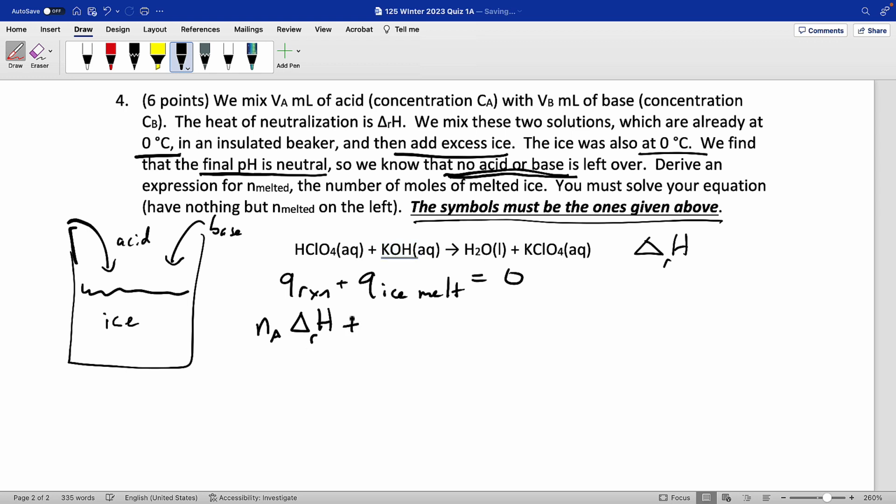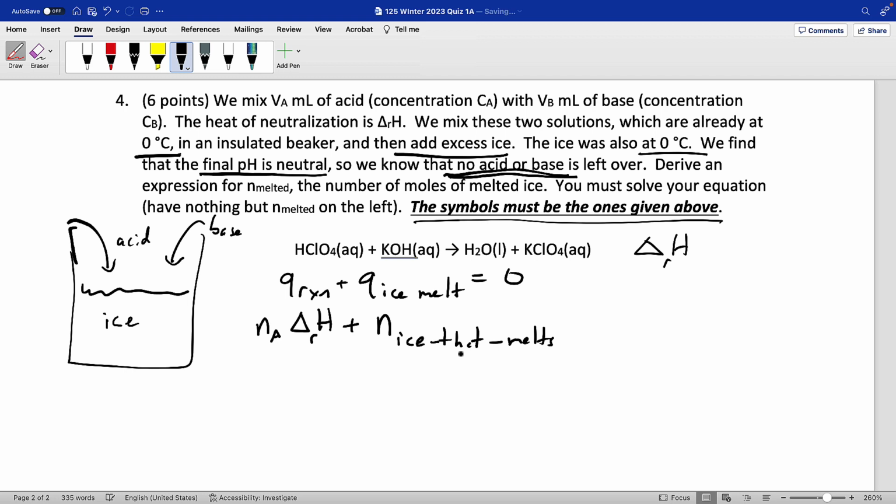Okay, with ice melting. Well, now it's the moles of ice. We have to be careful. We don't mean the total moles of ice, right? So we could have a kind of clunky name here and say ice that melts, just to remind ourselves.